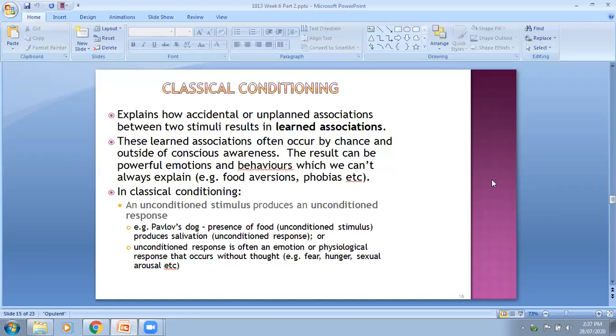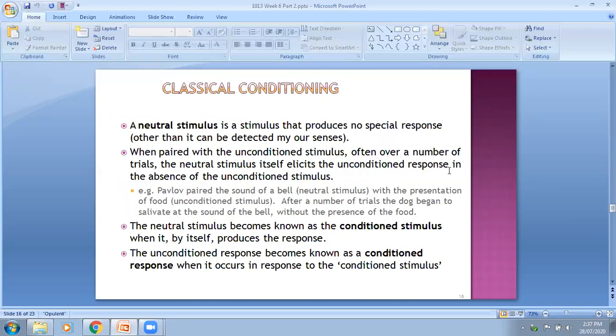Okay, so there are 5 steps to change it from an unconditioned stimulus to a conditioned stimulus. So in Pavlov's dog, the presence of the food was the unconditioned stimulus that produced salivation. So you give them the food, the unconditioned response is that they will salivate. The unconditioned response is often an emotion or a physiological response that occurs without thought. So the dogs can't control that salivating. That is just what happens when the food comes to them.